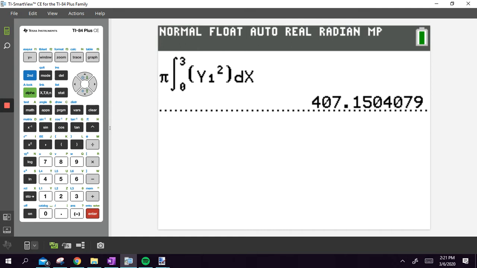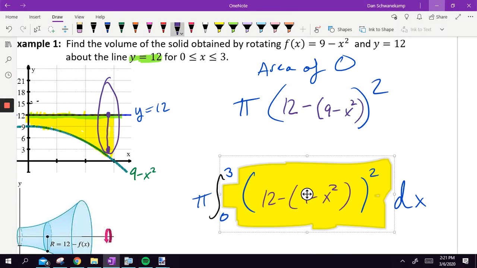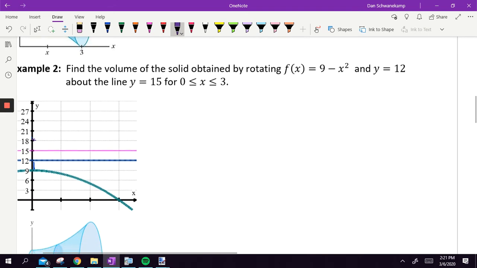Okay. The hardest thing about today is typing it into your calculator. Once you know the setup, then it's just a button push. 407.150. Questions on the first one? Let's try it again. Let's go to example 2.